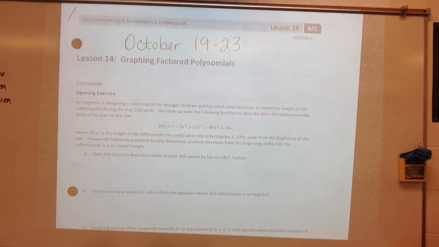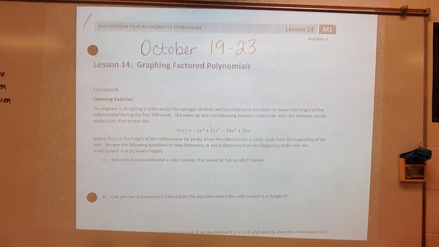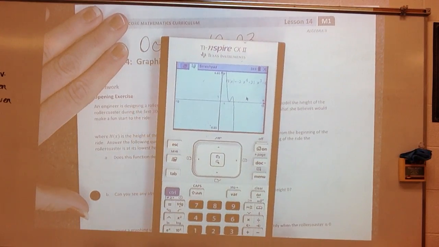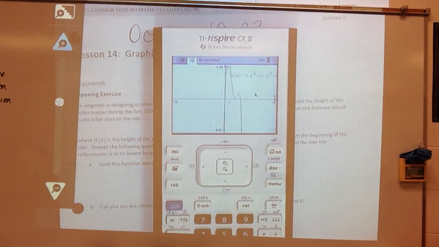Answer the following questions to help determine at which distances from the beginning of the ride the roller coaster is at its lowest height. So what I did is I graphed this on a calculator. If you don't have a calculator, you would have to graph it by basically putting values in for x and figuring out what y would equal. It says, does this function describe a roller coaster that would be fun to ride? Well, this is a representation of what this roller coaster would look like.